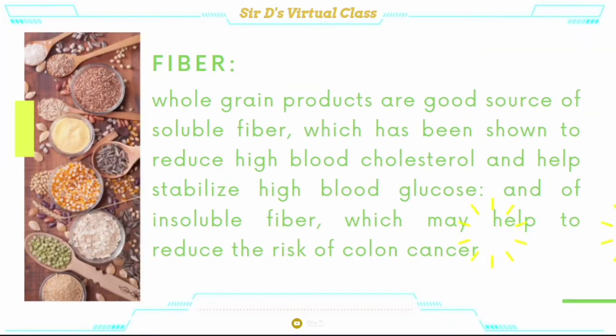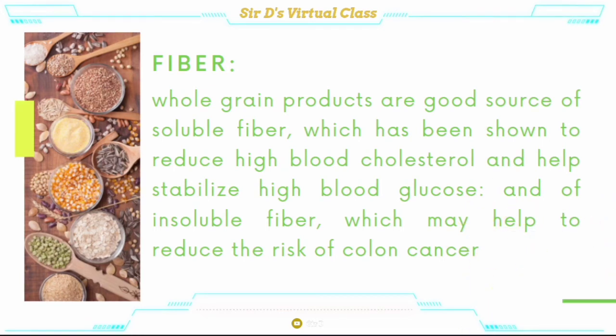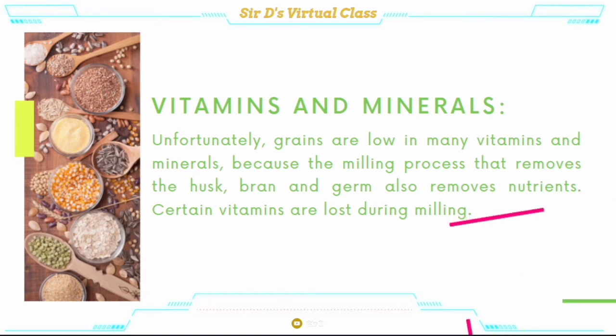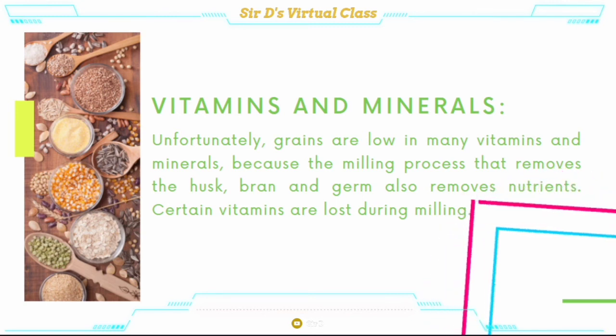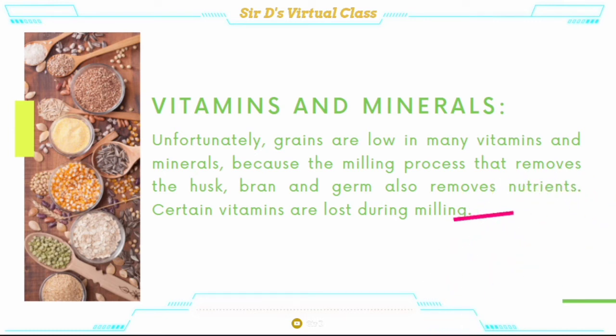Fiber. Whole grain products are a good source of soluble fiber, which has been shown to reduce high blood cholesterol and help stabilize high blood glucose, and of insoluble fiber, which may help to reduce the risk of colon cancer. Vitamins and minerals. Unfortunately, grains are low in many vitamins and minerals because the milling process removes the husk, bran, and germ, which include the nutrients. Certain vitamins are lost during this milling process.